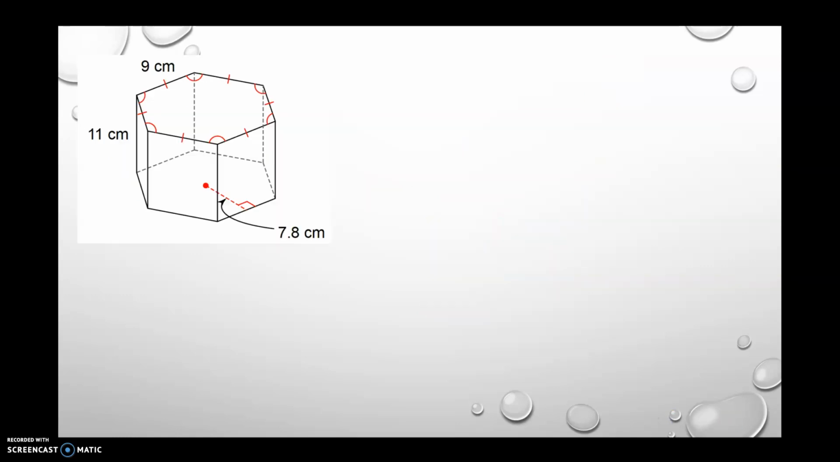And our last one, if you want to pause this and try this one on your own, this one is a hexagon as its base. So you're going to do a hexagonal prism. I'm going to take this hexagon right here. So he looks like this, and all of the sides are exactly the same. They have a measurement of 9. So 9 going all the way around.